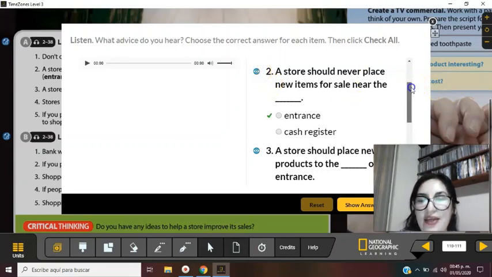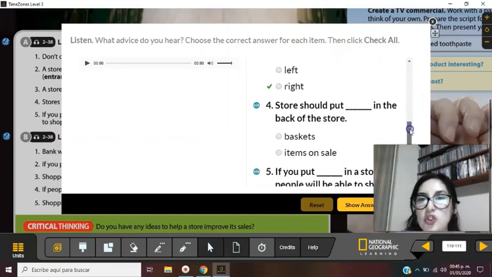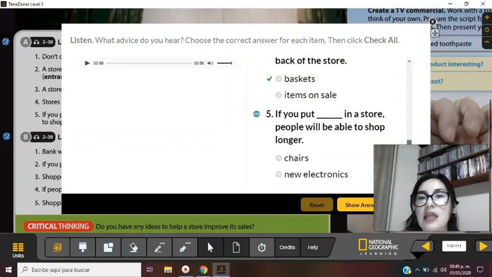Entrance, okay. Three, a store should place new products to the left or right. That's really easy, guys. Yes, that's what I was thinking about in Liverpool, where you always look to the right all the time. Now, stores should put baskets or items on sale in the back of the store. Baskets or items on sale, that's really easy. Baskets, okay? And if you put chairs or new electronics in the store, people will be able to shop longer. Of course, chairs, because they need to take a break and rest.